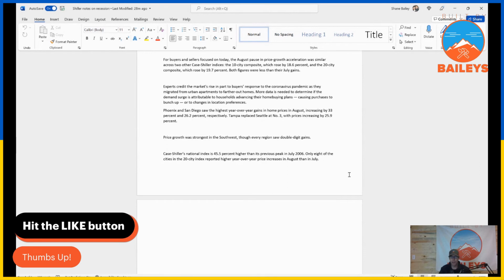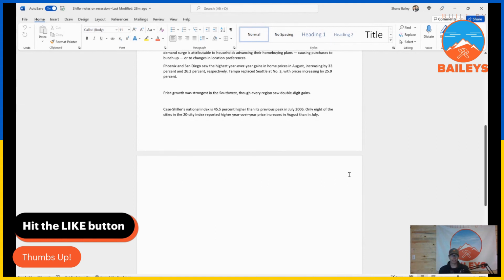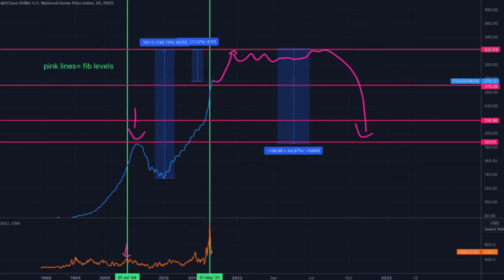Phoenix and San Diego saw the highest year-over-year gains in home prices in August, this is of last year, increasing by 33% and 26.2% respectively. Tampa replaced Seattle at number 3, with prices increasing by 25.9%. Price growth was strongest in the Southwest, though every region across the country saw double-digit gains. All right, so Case Shiller's national index is 45.5% higher than the previous peak in July 06. Remember, from that time in 05 to 2012, what happened to home prices?